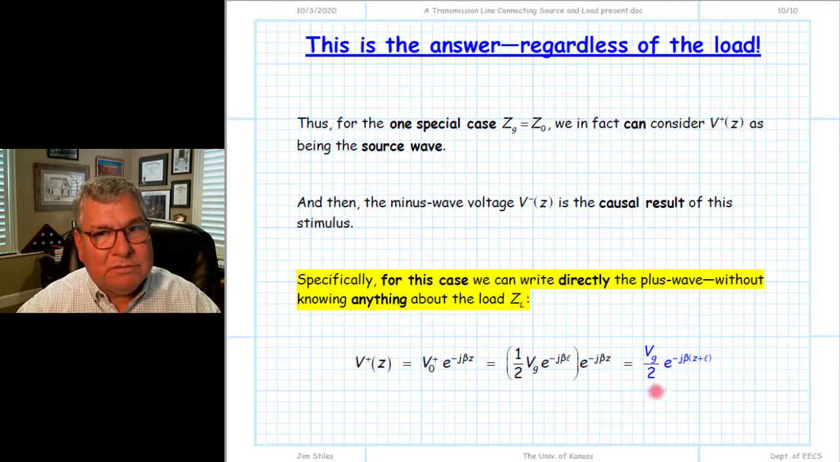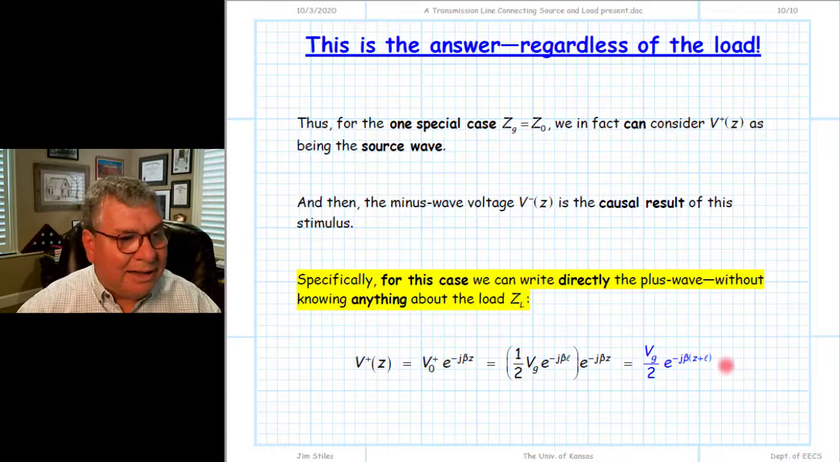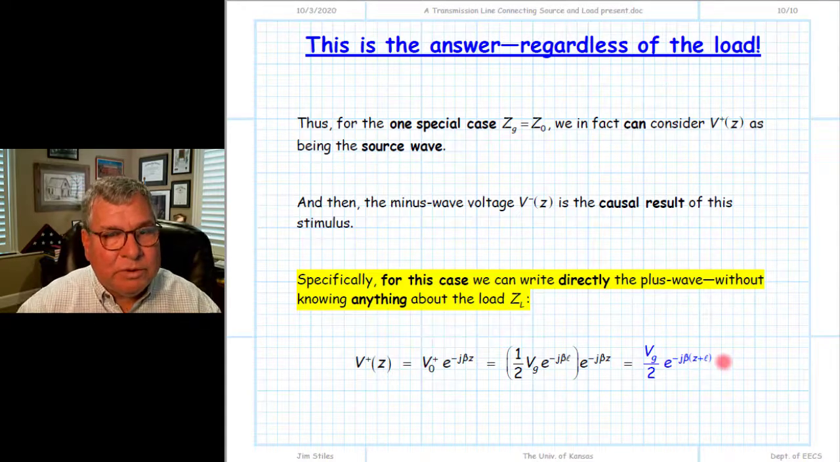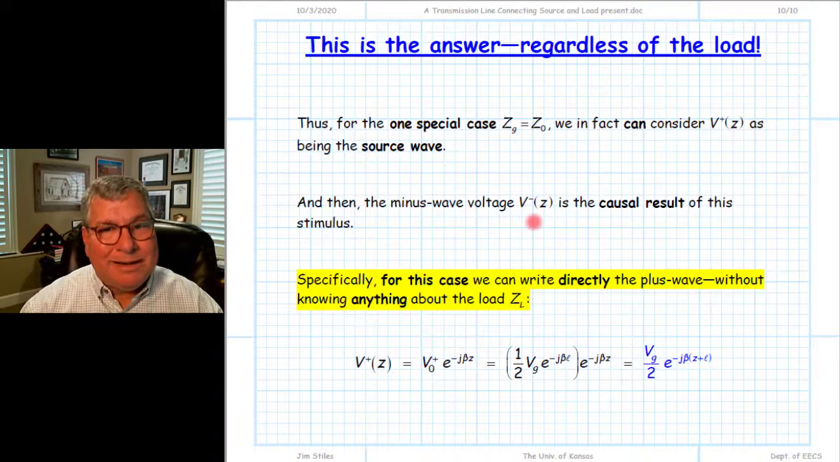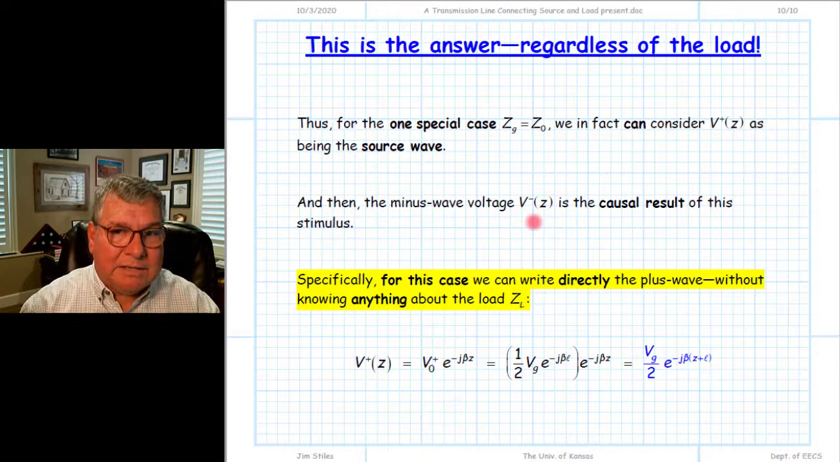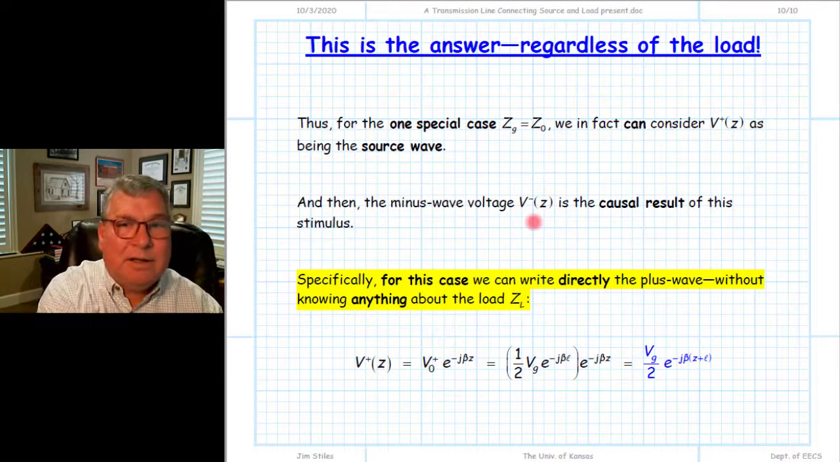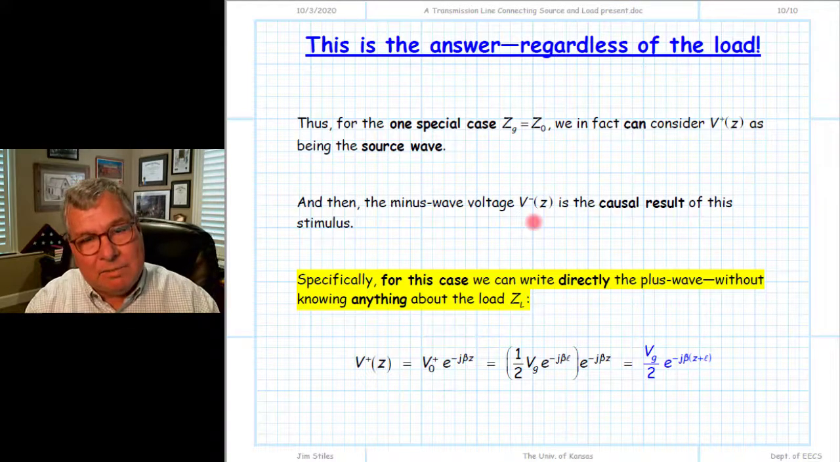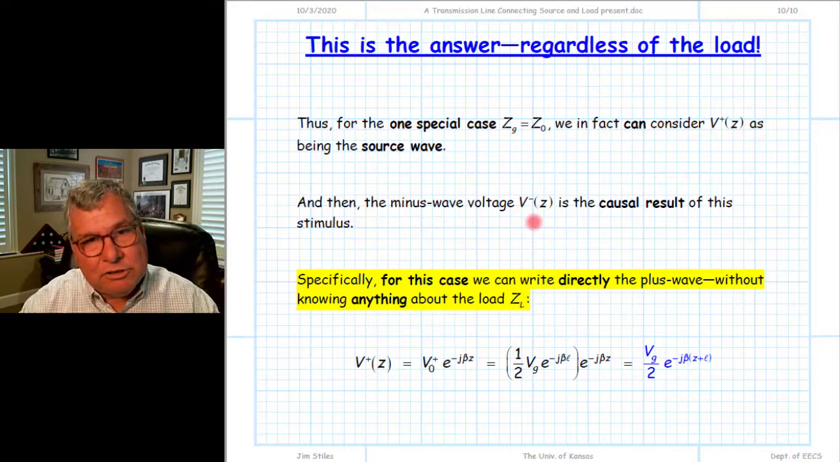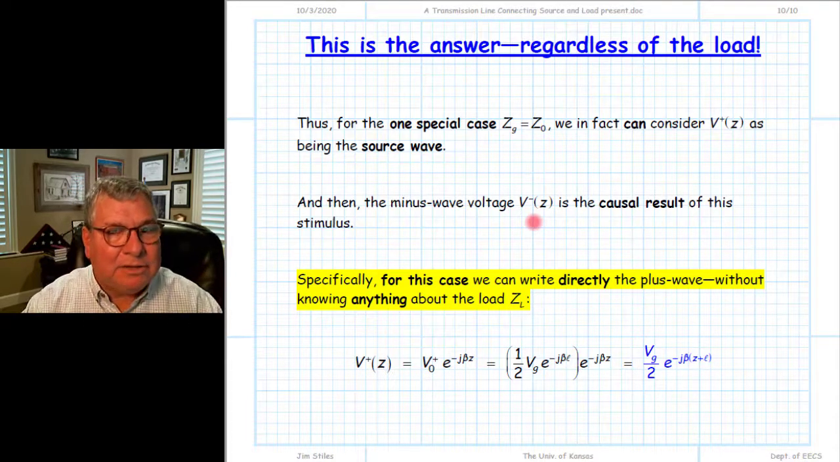This is the result of the plus going voltage for a transmission line with a matched source connected to it. Again, this is independent. We don't care what's connected to the other end of the transmission line. We don't care what the load impedance is. And so then we can say that the minus wave is a causal result of this stimulus, of this incident wave. The source creates the plus wave, it propagates down to the load. When it interacts with the load, then it creates a minus wave. We have a sequence of causality that can be established if we have a matched source.